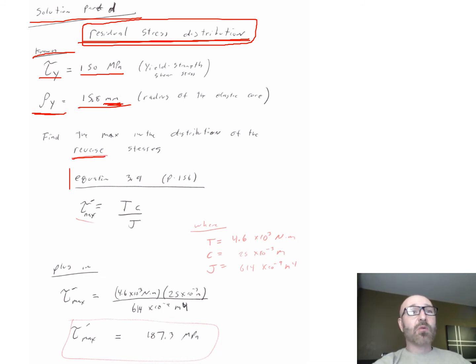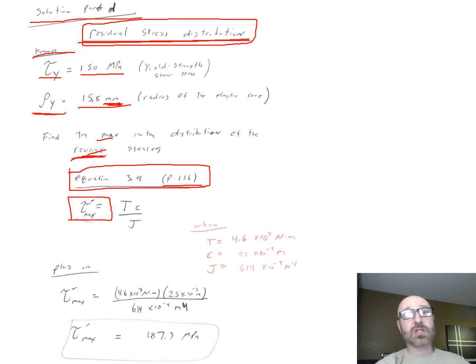So from this, what we can do is go back to that governing equation 3.9 on page 156 of our textbook, where tau is equal to T times C over J. In this case, we want our tau prime max to find the max reverse stresses in the distribution, where our T we've already solved for, that's 4.6 times 10 to the third Newton meters. Our C is that outer radius, 25 times 10 to the negative third meters. J is our polar moment of inertia, that's 614 times 10 to the negative 9th meters to the fourth.